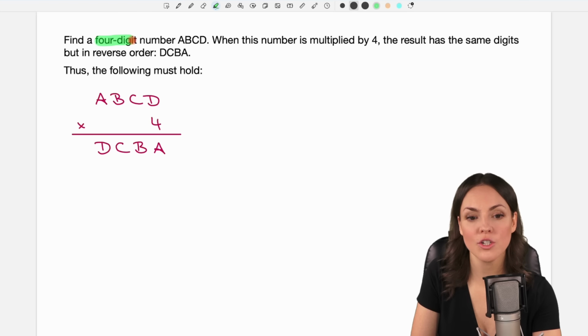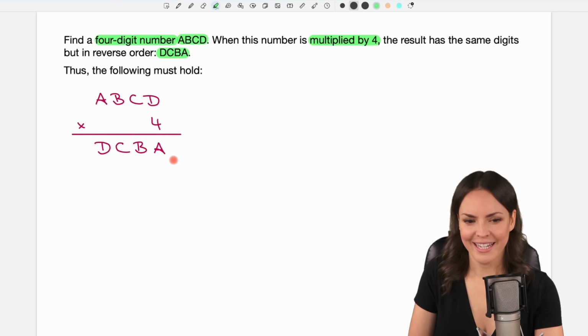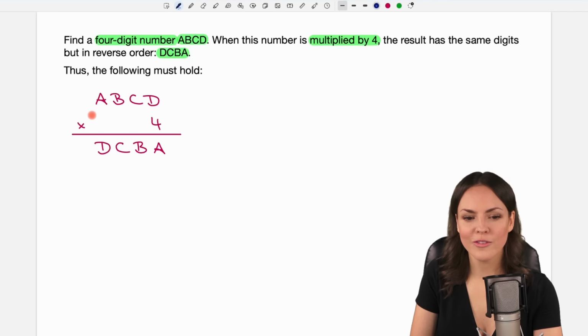Find a 4-digit number, ABCD. When this number is multiplied by 4, the result has the same digits, but in reverse order, DCBA. Thus, the following must hold: if we multiply ABCD by 4, we get DCBA as a result. Okay, let's see how we can solve this.